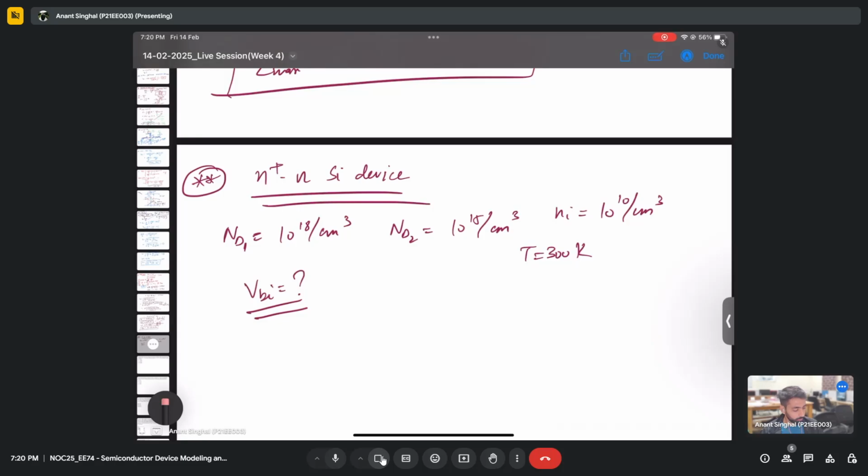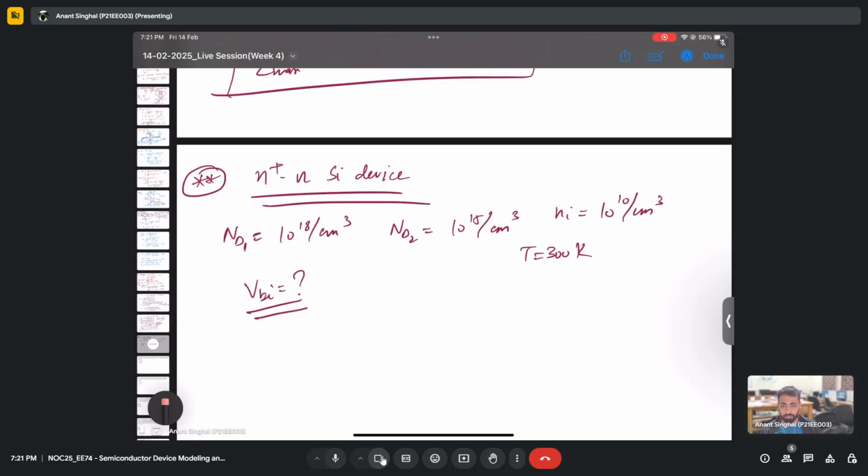You'll get to see a very interesting side of it. So first of all, try to make a band diagram of this and then try to calculate the VBI using that thing that we did, phi p plus phi n, something like that. Make sense? Any doubt?